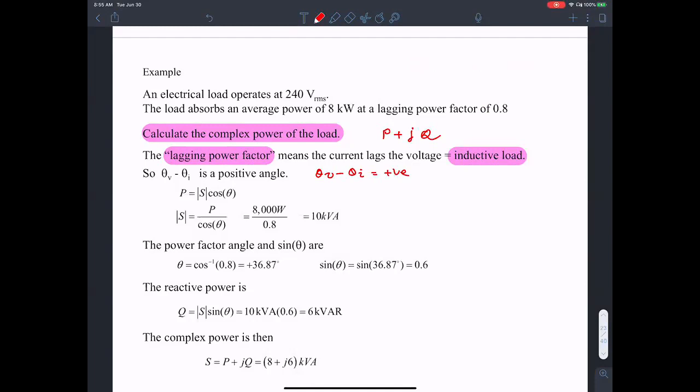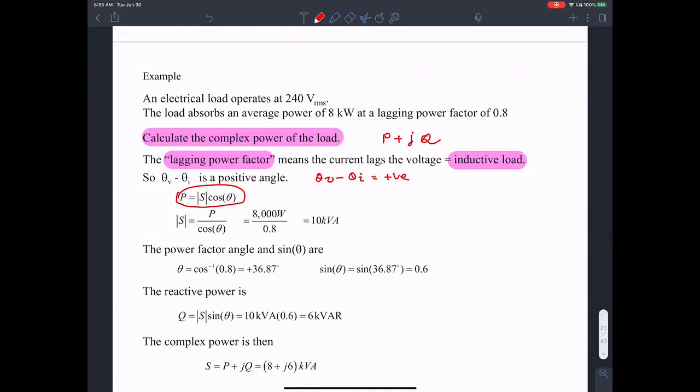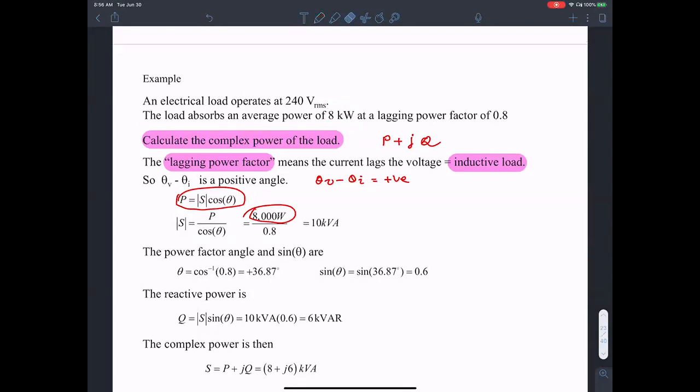In order to find P, we do modulus of S cos theta, so modulus of S comes out to be P over cos theta. P is given to be 8 kilowatts, that's the average power, right? The average power is given to be 8 kilowatts, divided by 0.8. So the magnitude of S is 10 kilovolt ampere. So we found the value of the magnitude of S.